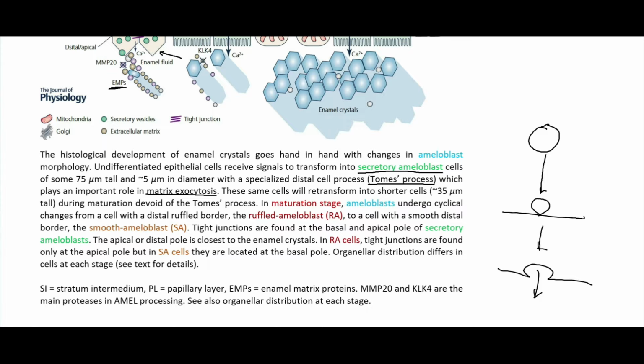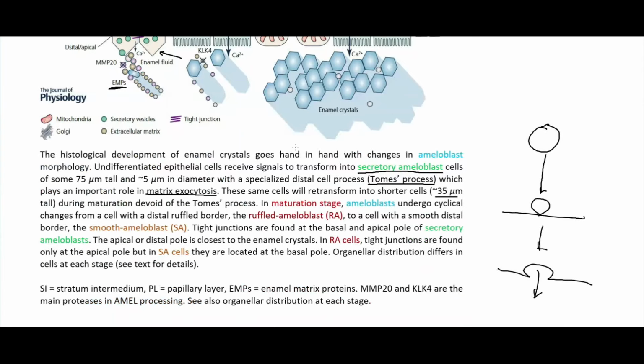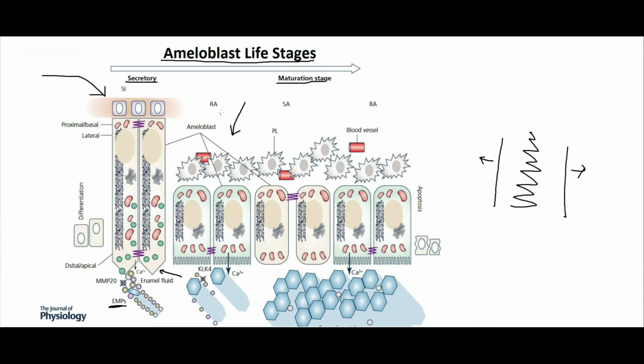These same cells will retransform into shorter cells, 35 micrometers tall. So that is these ones down here. So after these ameloblasts shorten from the secretory stage, they enter the maturation stage. In maturation stage, ameloblasts undergo cyclical changes from a cell with a distal ruffled border, the ruffled ameloblast, or RA. So that's the RA up here.